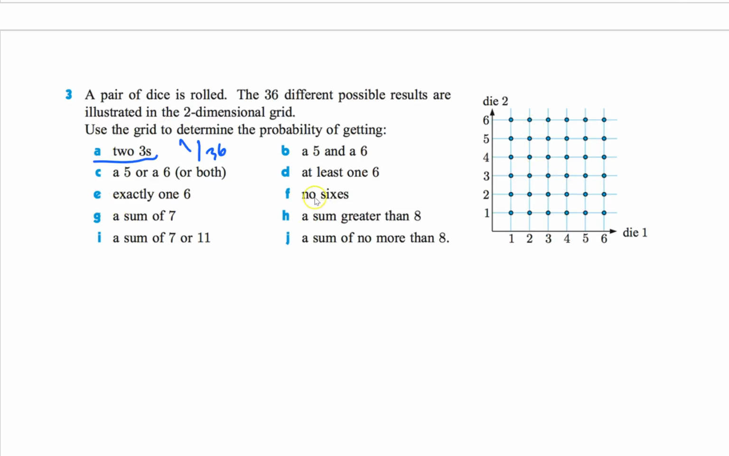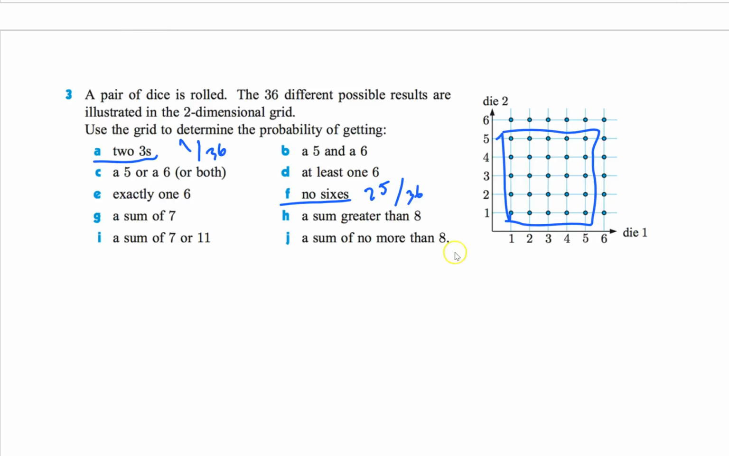Like, what's the probability of getting no 6s? So you don't want any 6s. If you have this two-dimensional grid here, you just look at the no 6s. It's this 5x5 grid that I expertly highlighted. So 5x5, just 25 of those have no 6s at all. So 25 out of 36.